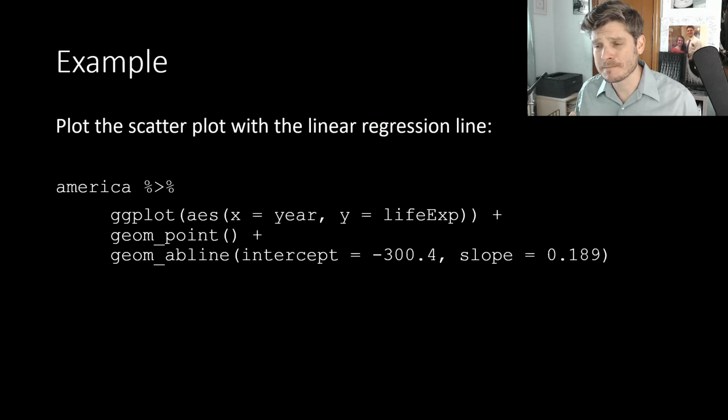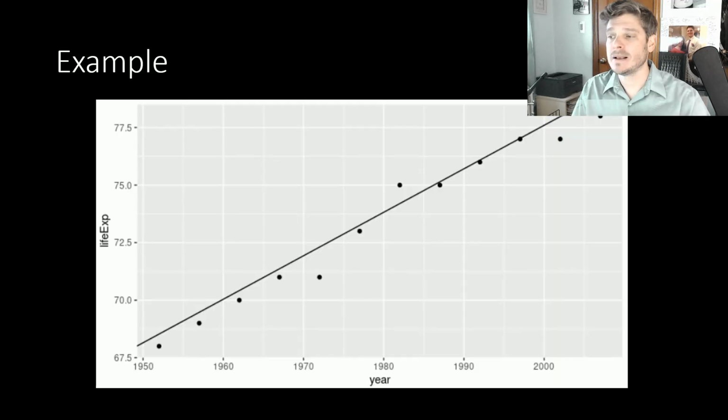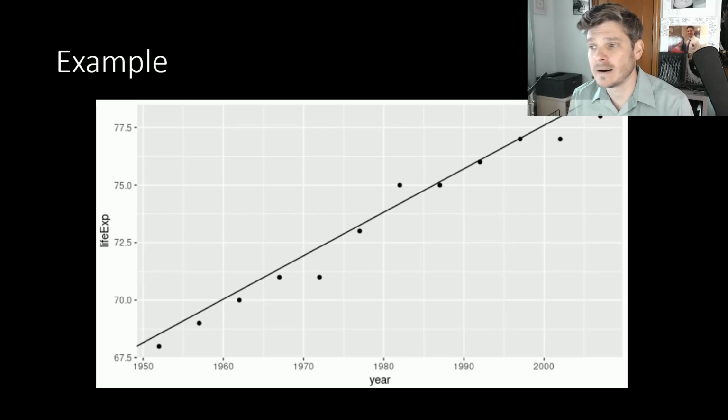But if I go back, and again, I'm looking at just the data from America, I'm piping that into ggplot, again, year along the x, life expectancy along the y, it's a scatter plot. I can actually set up my own regression line by just doing geom_abline, add that layer with my intercept equal to negative 300.4 and slope equal to 0.189, and boom. Now we have a line that we actually created ourselves that is superimposed over our data. And again, if I wanted to change colors, I could, or thickness, or make it dashed. I could set all those arguments however I would like.